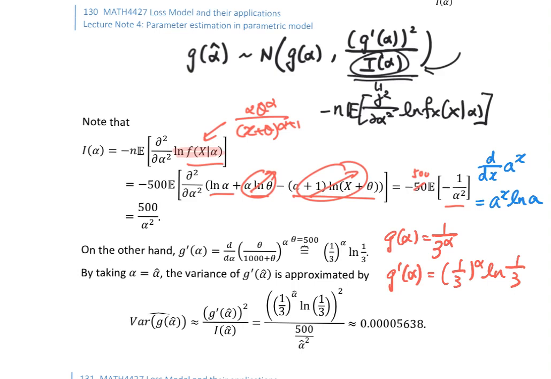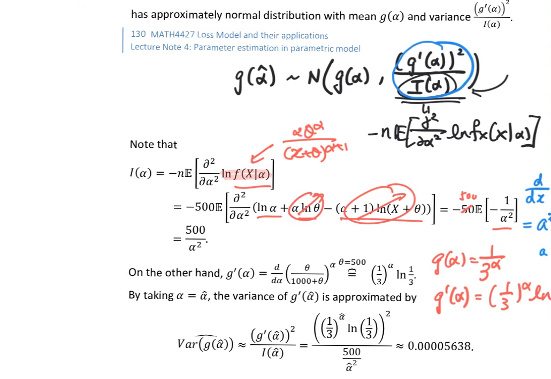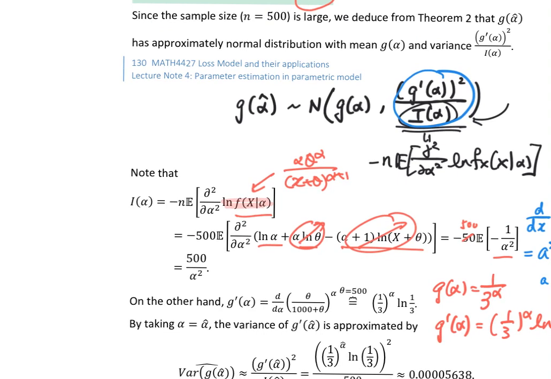Here we take a equal to 1 over 3 in the calculation, and s will be your alpha. Then you will get this G prime alpha, so that you can get your variance. Now given this information, you can try to construct your confidence interval.